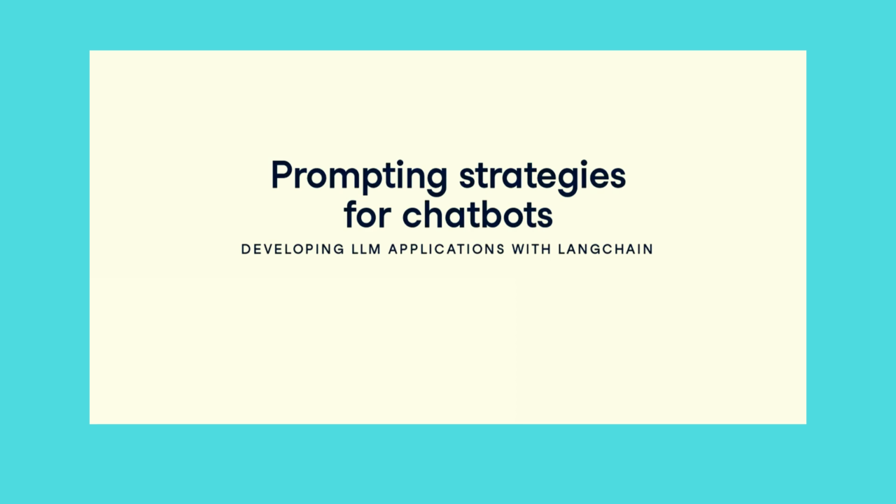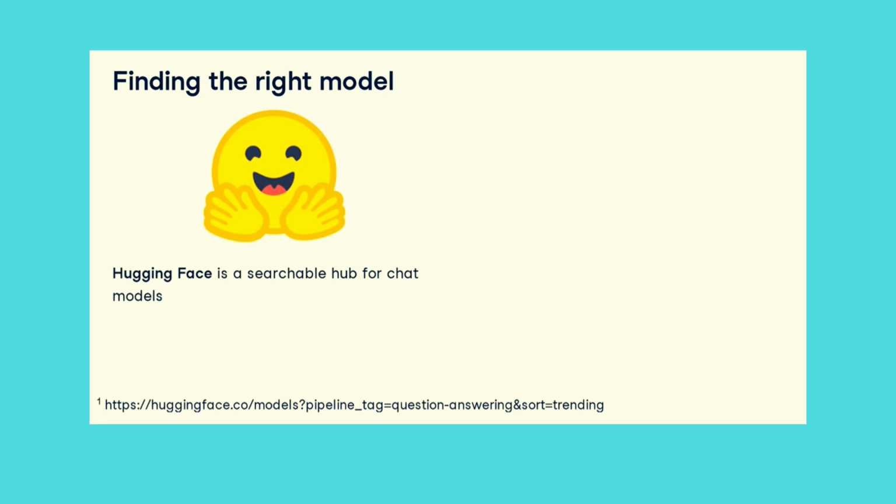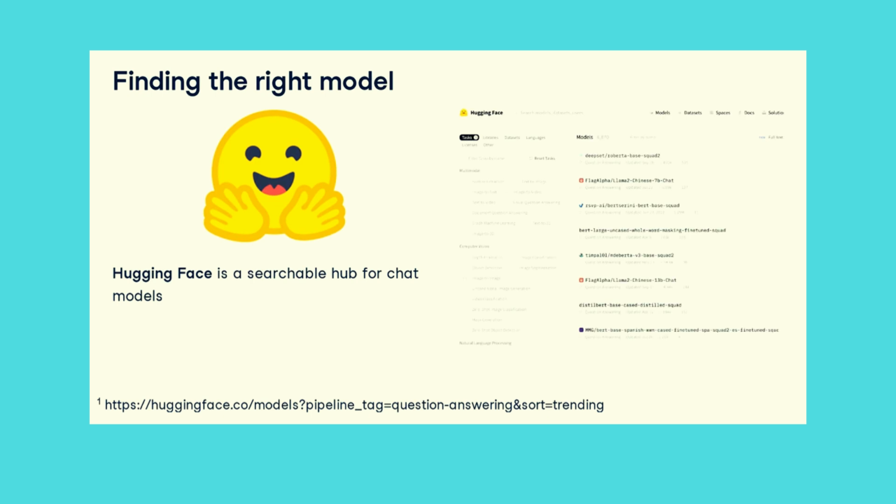Welcome back. Let's use LangChain to start implementing prompting strategies for chatbots. Thousands of LLMs are available in LangChain via the Hugging Face Hub API. To find language models specifically optimized for chat, search the Models section of Hugging Face and filter on question answering. Then, take note of the model name so it can be referenced in the code.